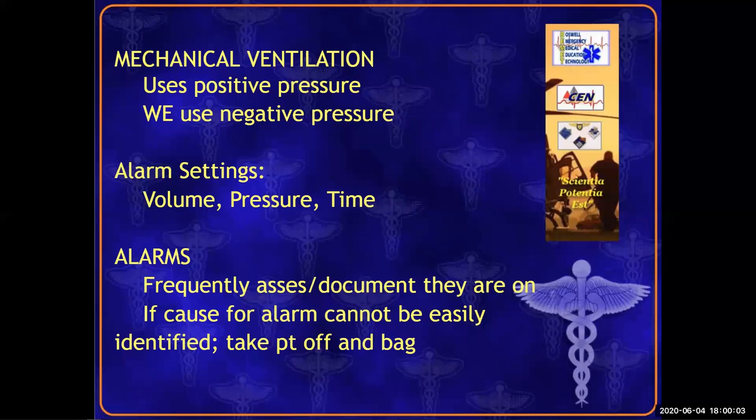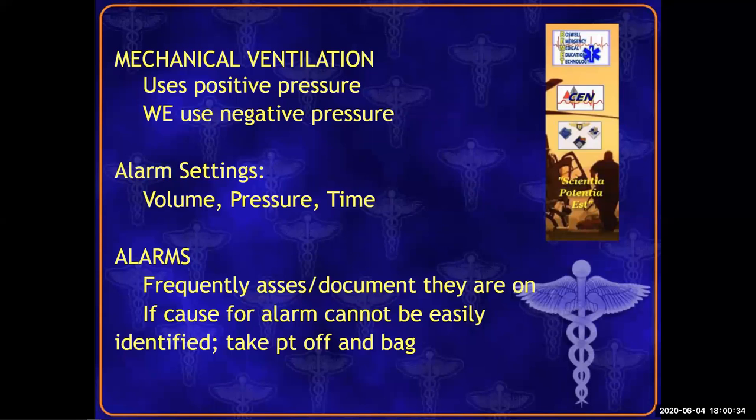So there are three settings, and these are just your safety settings. These are not the ventilator delivery settings. These are your safety or alarm settings. It will alarm if either too much air goes in, or not enough air goes in, like an obstruction. It will alarm if it meets too much resistance, like there's an obstruction. It will alarm if there's low pressure, like a leak.